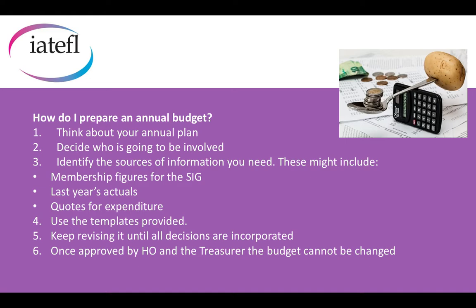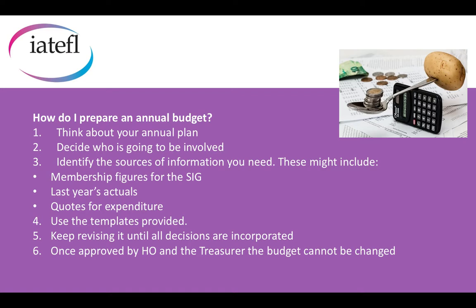Next, you need to identify the sources of information you need, and these might include membership figures for the SIG. It might be your latest membership figures. It could be last year's actuals. See how that performed against the budget that you set the previous year. It could include quotes for expenditure. For instance, if you are undertaking a website development project, you will want to make sure that you've got the best and most competitive quote, or the person that may be doing the job to the correct specifications.